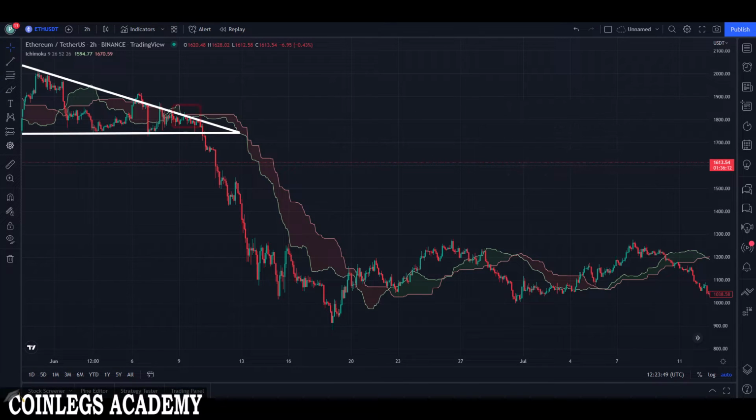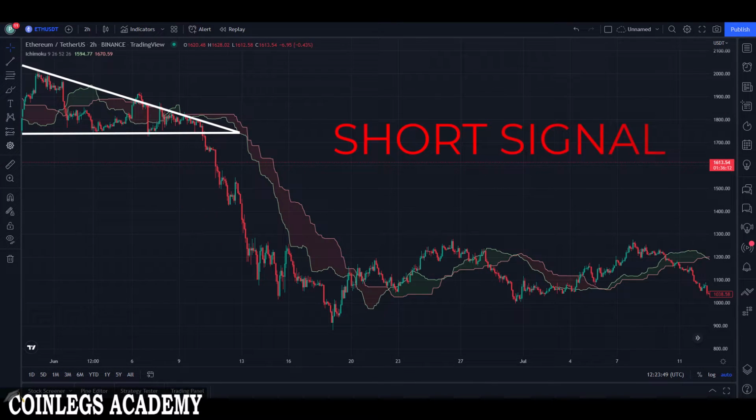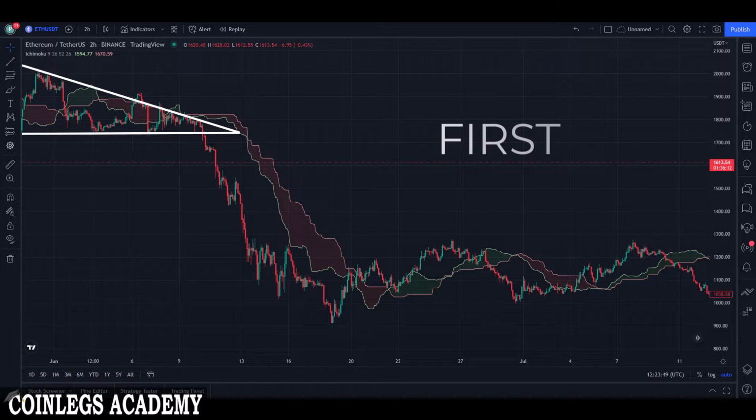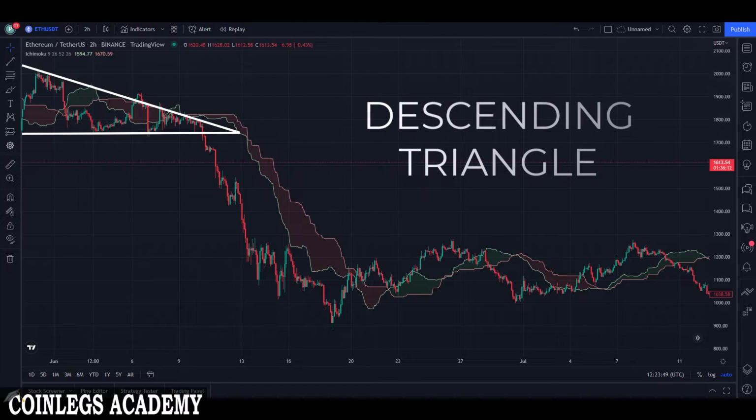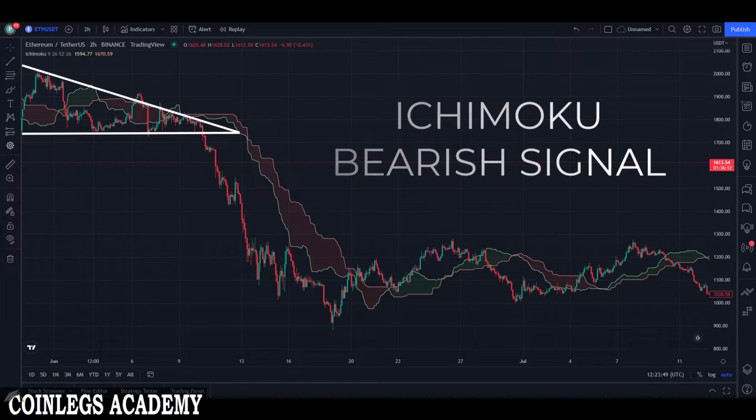As you can see, from that point, the Kumo cloud is red and moving downwards. This is a good short signal for us. Now, first, we determine our descending triangle. Second, we catch an Ichimoku indicator bearish signal.